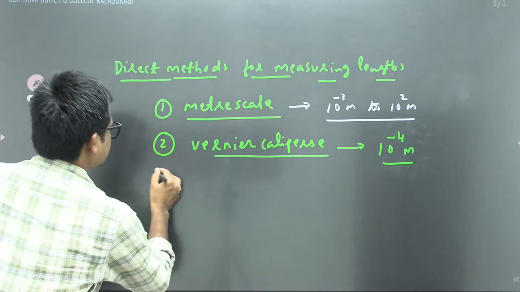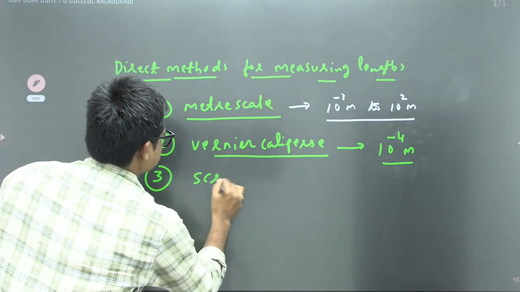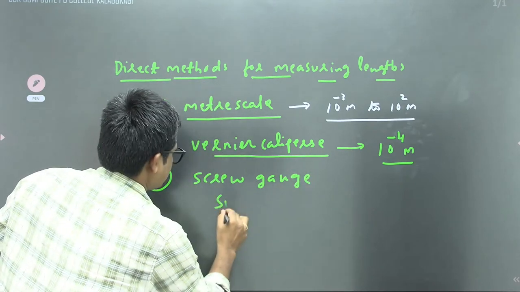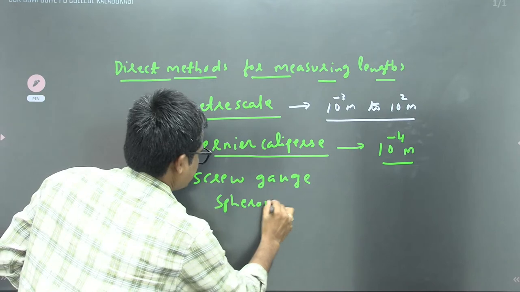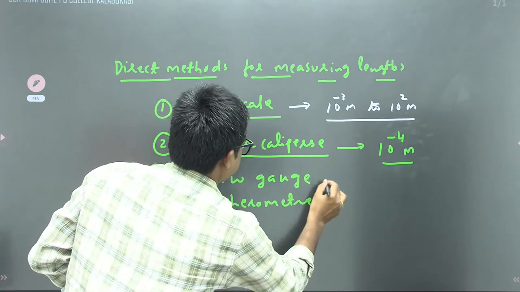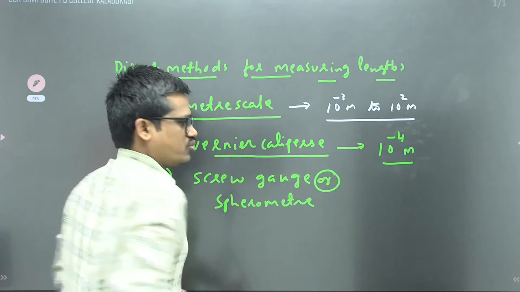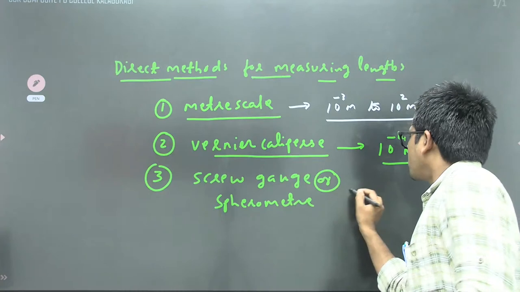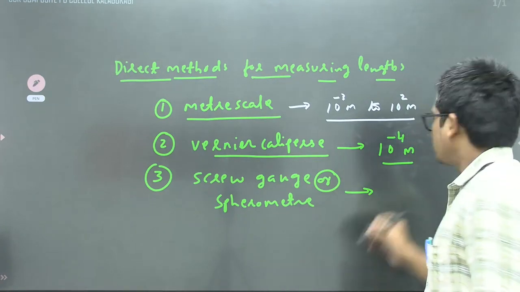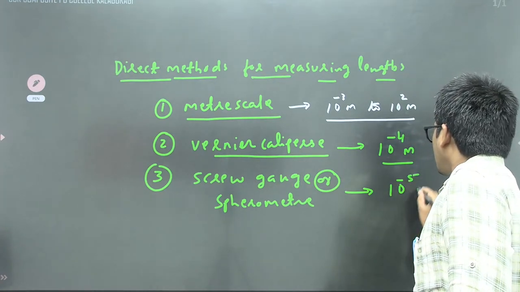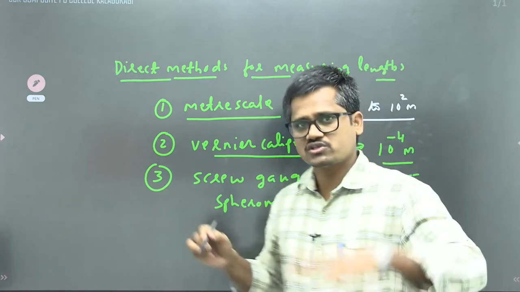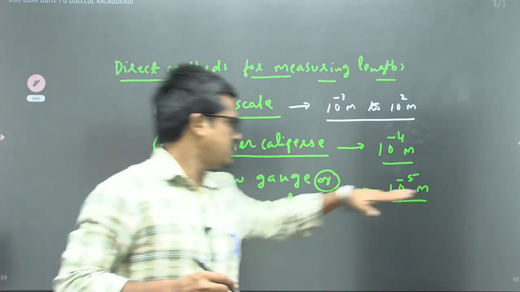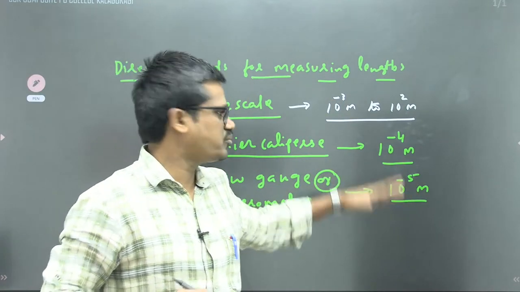Okay. So third, we have the screw gauge, or you can even take the spherometer. Remember, these names are new to you. You will get to know them once the lab starts; you can hold them and use them. The screw gauge or spherometer can go still deeper. The lowest length both can measure is 10 to the power minus 5 meter.